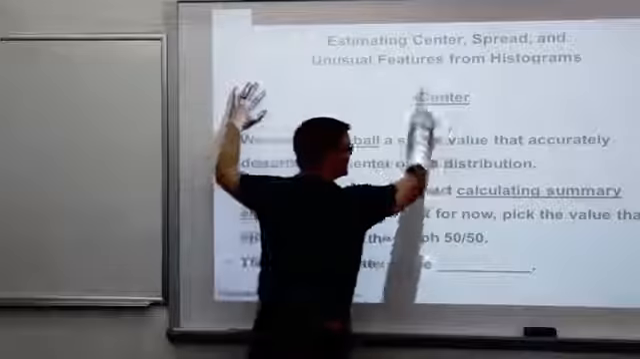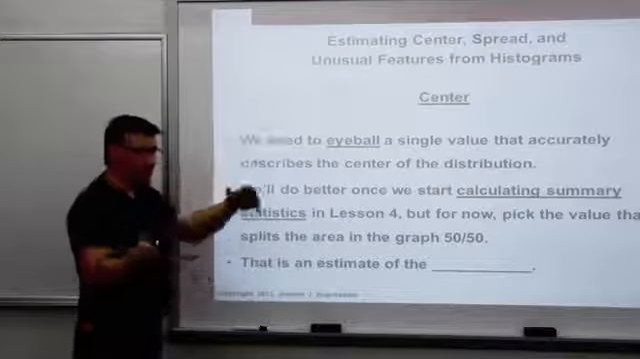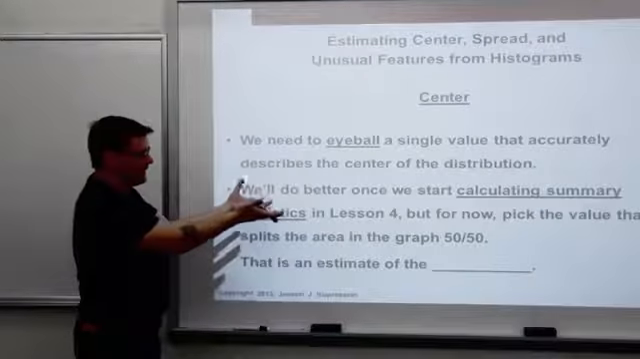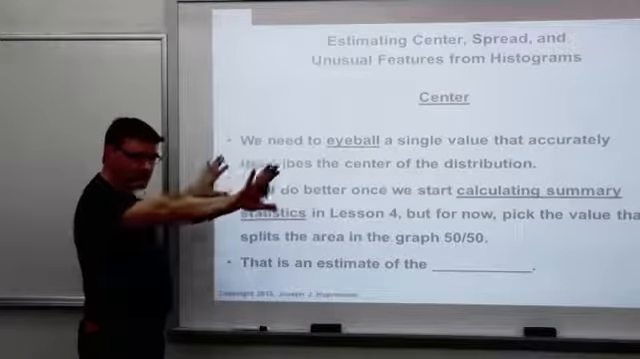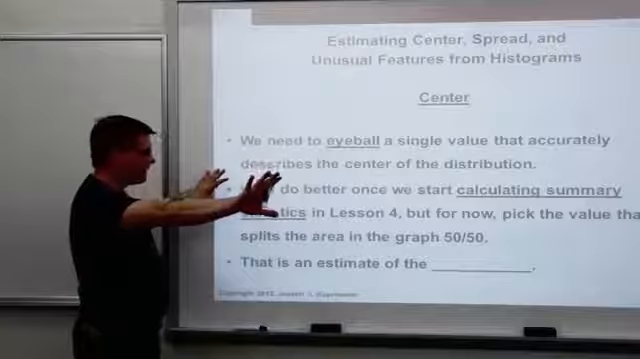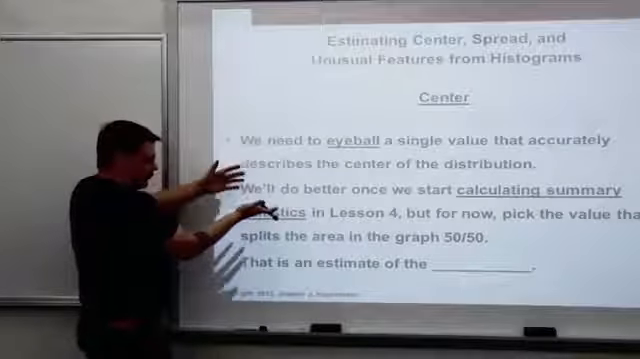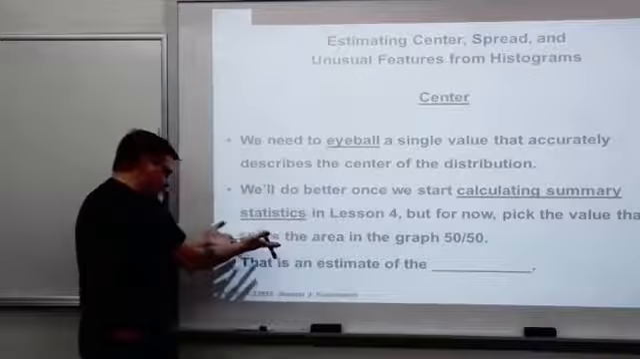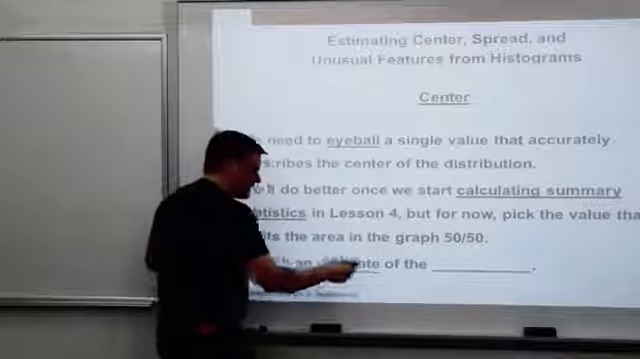We've got to pick one number that describes the center. If we're using a histogram, we're going to want to eyeball it. We've done it in the previous video, where we try to split the area into two equal pieces, area left and right of the center. So we'll eyeball a single value. We'll do better. We'll start calculating statistics in lesson 4. But for now, pick the value that splits the area 50-50. This is an estimate of the median.